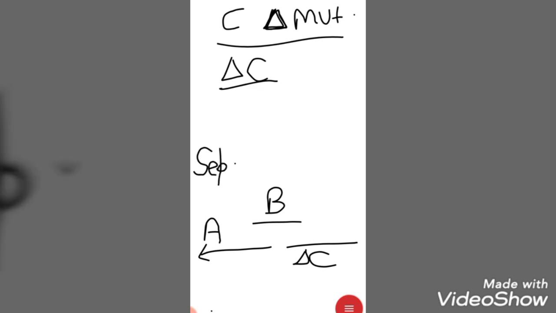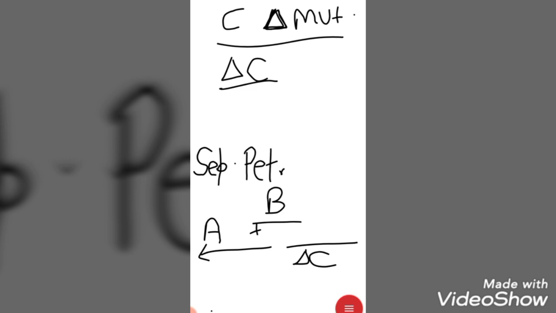No problem at all because A is not mutated. Now the petals, so A plus B, B is not mutated, A is not mutated, so petals will also form. So here comes the petals. Now next will be B plus C.